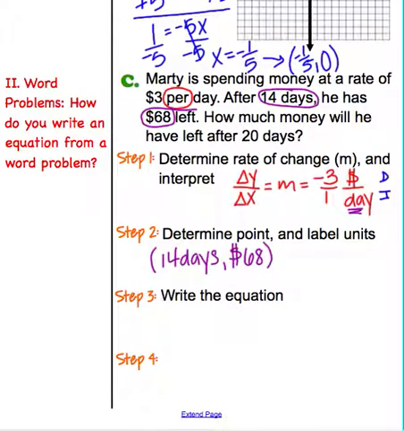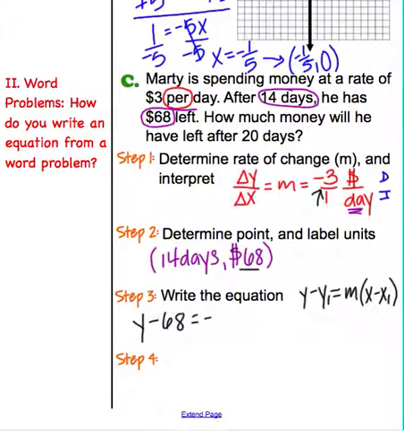So now our next step here is going to be to write the equation in our point slope form. So if you recall again, our point slope form is y minus y1 equal to our slope, or m, times x minus x1. So when we put our numbers in there, we have y minus y1, which is 68, equal to our slope, and I'm just going to put in the -3 because we don't need the over 1 in there, times x minus x1, which is 14. So there is our equation that we have got.